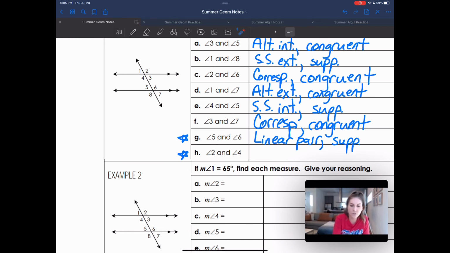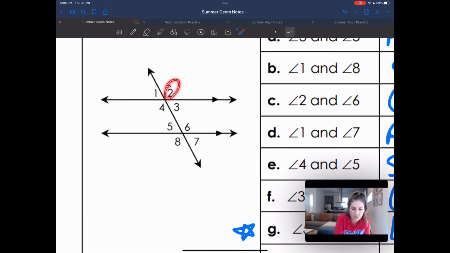Okay, and then angles 2 and 4, also kind of a weird one. I'll zoom in. 2 and 4 are both up here. They're not on a straight line. Like 1 and 2 are on a straight line, or even 1 and 4, those are on a straight line. Those would add to 180. 2 and 4 are across from each other.